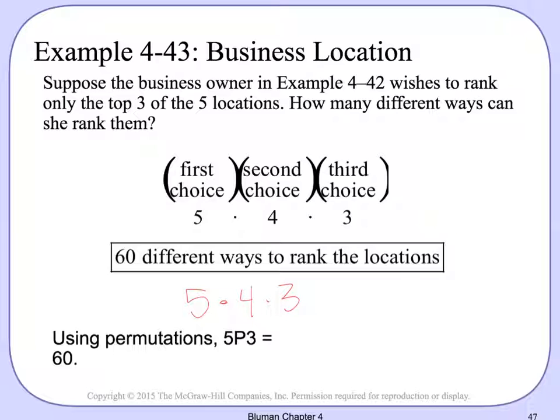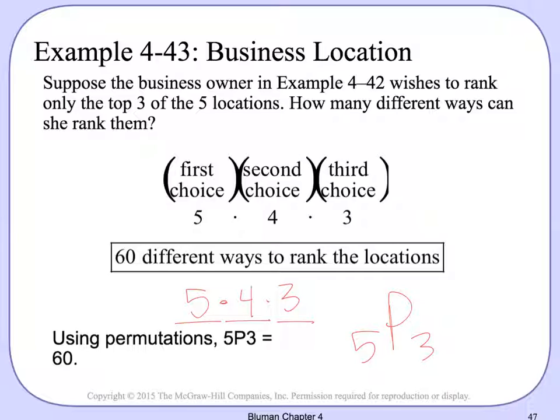Now let's think about it in terms of our calculator. So I have 3 spots, and I did 5 times 4 times 3. First place, second place, third place. If I use my calculator, when you're doing a permutation, the bigger number always goes first. How many people am I choosing from? 5. And how many do I want to actually put in an order? Only the top 3. 5P3. And if you type that in on your calculator, it will give you the same thing as 5 times 4 times 3, which will be 60.